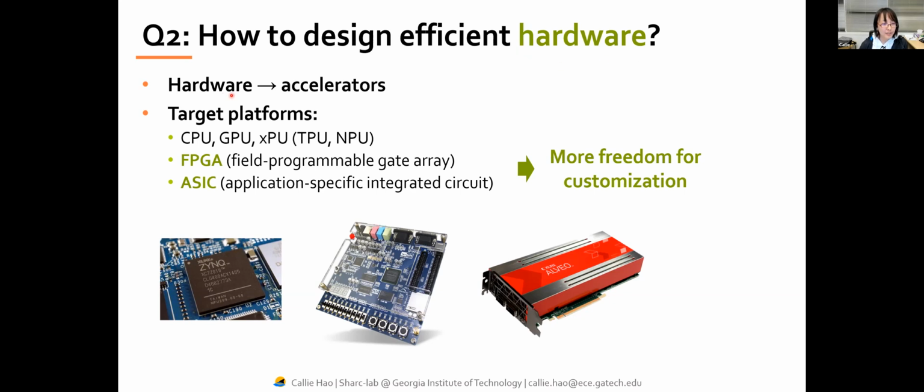Well, for hardware, apparently we're interested in different accelerators. The target platform can be CPU, GPU, whatever PU, XPU, TPU. There are so many PUs right now. These are less flexible, so we don't have a lot of choice to play with the hardware. But if we're talking about FPGA and ASIC, these give more freedom, and we have more space for customization. So in this tutorial, in my part, I will mostly focus on FPGA design and ASIC design, so that we have more freedom to change the underlying hardware.